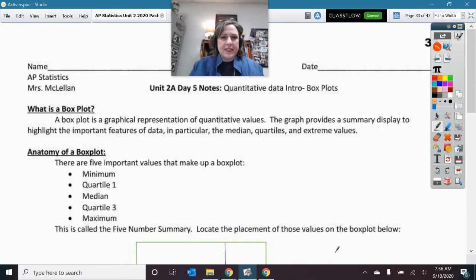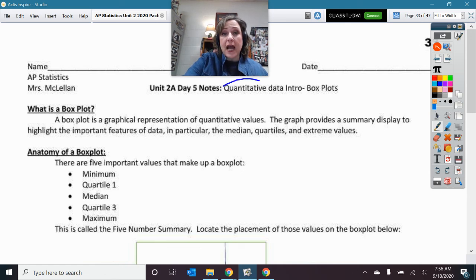All right, guys, let's go ahead and take a look at our first representation of quantitative data. We've been doing the graphing of categorical data, and so now we're going to do the quantitative data. So we want to represent these numerical ideas graphically.